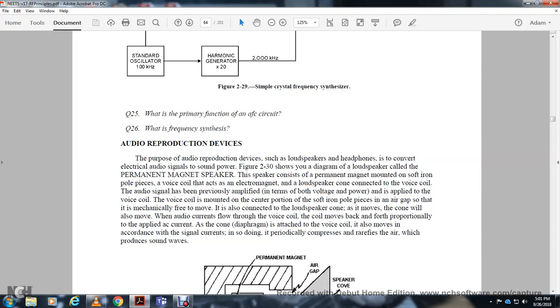The voice coil is mounted in the center portion of the soft iron pole pieces in the air gap, so it is mechanically free to move. The connector with the loudspeaker cone moves down. The cone will also move with the audio current: as the frequency current flows, the voice coil moves back and forth proportional to the applied AC current.